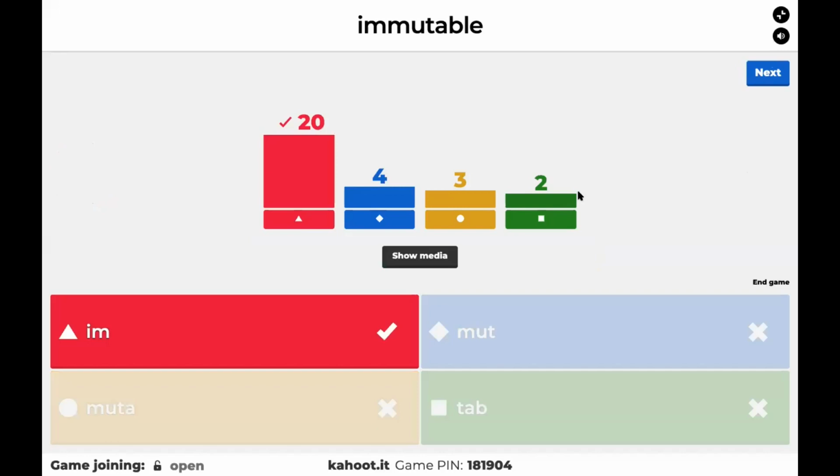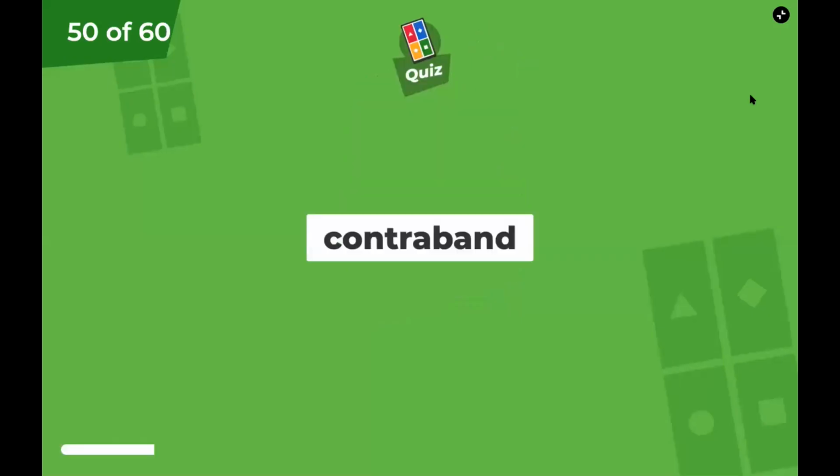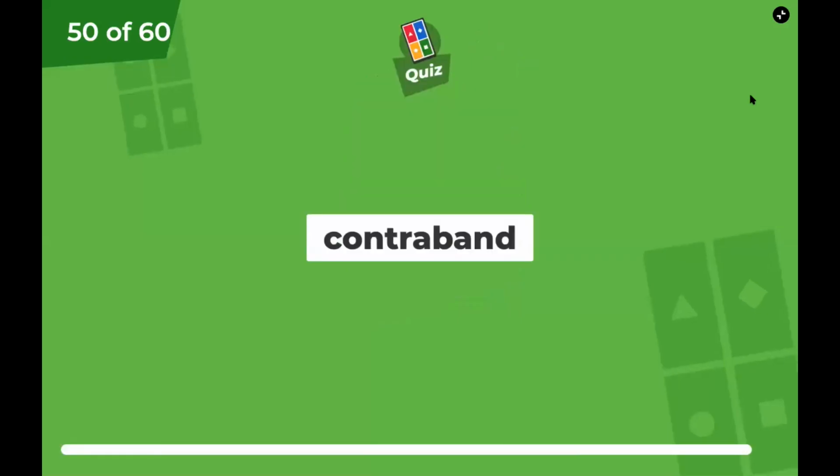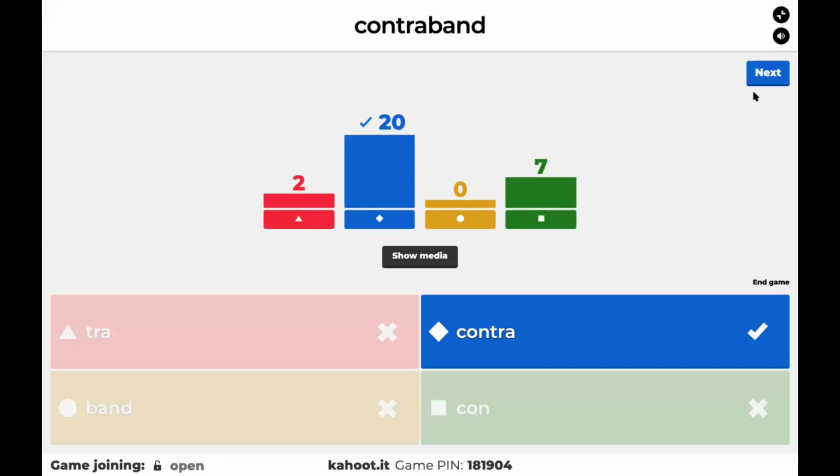All right. We're gonna do 3 more questions, and then I'm gonna skip the rest of them because we're out of time. So contraband, maybe these ones count. 3 more questions. Contraband. Red is tra, blue is contra, yellow is band, and green is con. Nice.